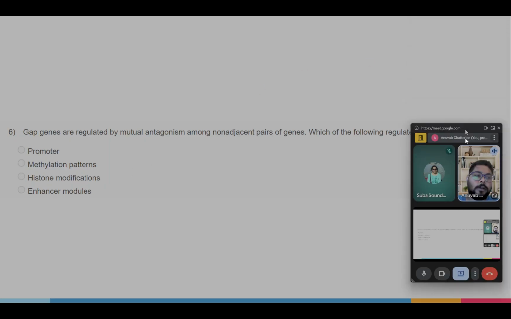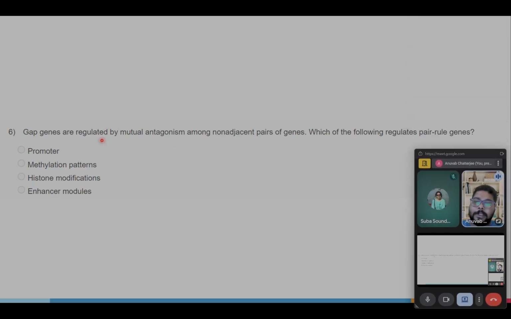Okay, moving on. Gap genes are regulated by mutual antagonism among non-adjacent pairs of genes. So we have seen hunchback doesn't like giant, doesn't like cripple, doesn't like knirps, and that is why we have separate spatially distinct patches of the gap genes. But what regulates the formation of pair rule genes being in these very nice stripes?